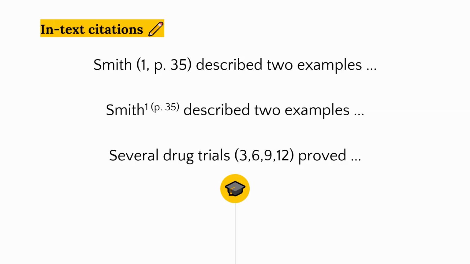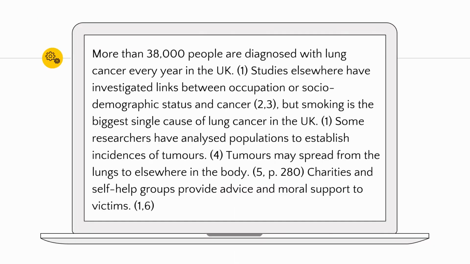The third example I have included there is if you have written a section of text based upon several references, these are indicated by listing each source separated by a comma. Now let's look at how that would appear within an example text, and as you can see there, we have used the numeric citation system, and important to note that we have put the citation numbers after the full stop.